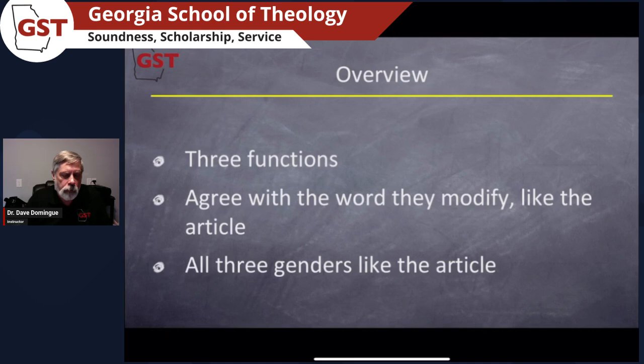Or the good man. Man would be in the masculine, and so good, as the adjective, would also have to be in the masculine. Or the good woman, well, woman would be in the feminine, so the good would also have to be in the feminine. So whether you're talking about the good book, the good man, or the good woman, the adjective good is going to have to agree with the word that it's modifying, that it's attributing information about. And so it has to have all three genders in order to show that agreement.